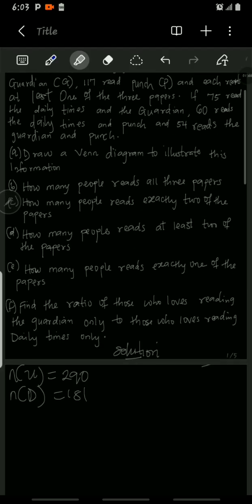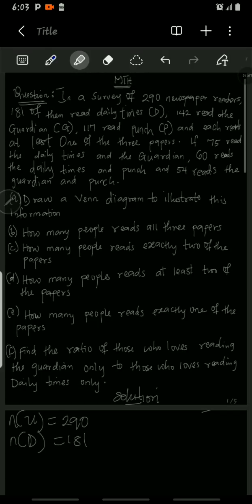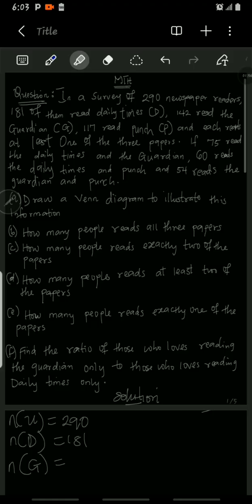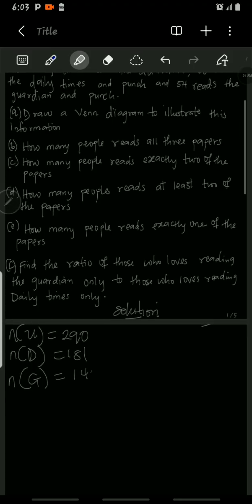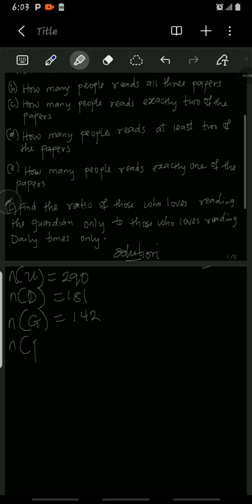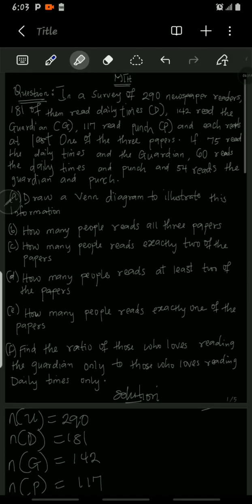Okay. Then the question went on to say that 142 read The Guardian. So the number of people that read The Guardian, they are 142. Okay, and 117 read Punch. So the number of people that read the Punch, they are 117. Okay, now, and each reads at least one of the 3 papers.